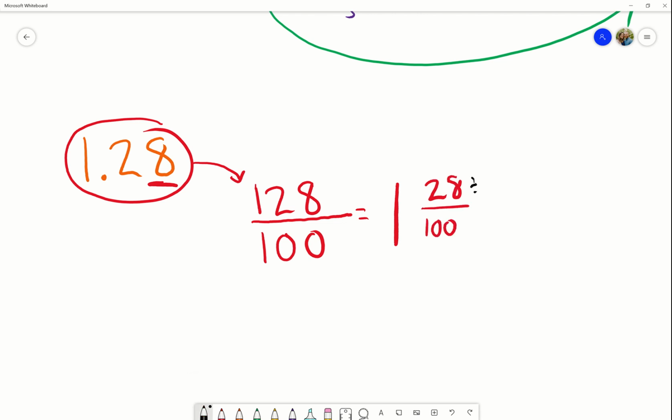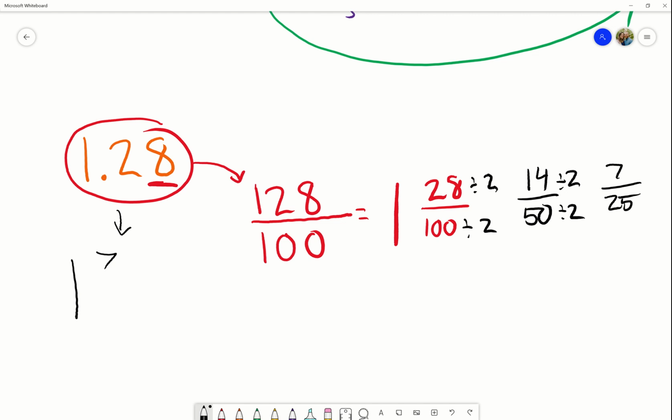28 and 100 can both be divided by 2. That gives me 14 50ths. 14 and 50 are both even. Those can both be divided by 2. That gives me 7 25ths. So my answer to 1.28 is 1 and 7 25ths. This one takes, again, a little bit more practice, and it comes into that simplification method that we were working on yesterday. We've got to make sure we're putting our fractions in simplest form.